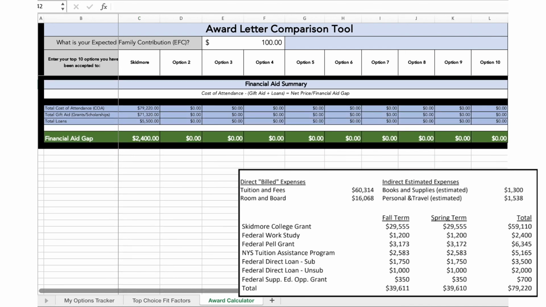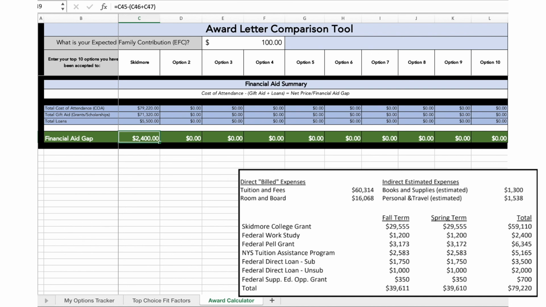This summary will give me a better understanding of what I would have to pay to attend Skidmore. It seems that I would have to take $5,500 out in loans a year and pay $2,400 out of pocket. That seems far more manageable than the initial cost of attendance. As you can see, the award letter comparison tool clearly breaks down your financial aid award letter, so the costs are easy to understand.